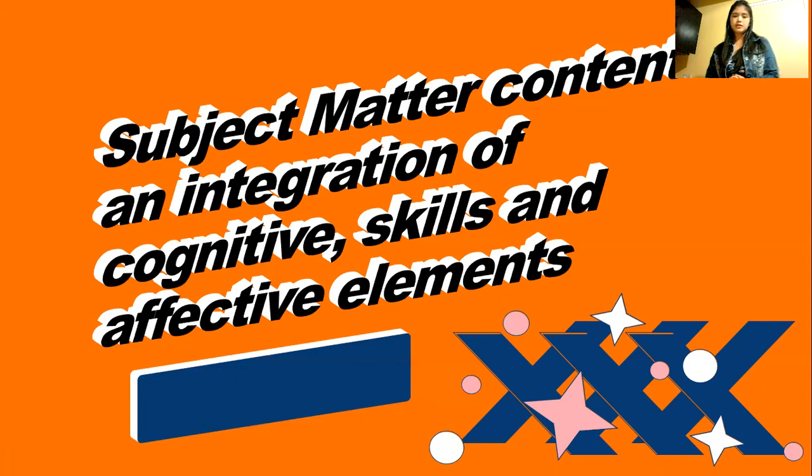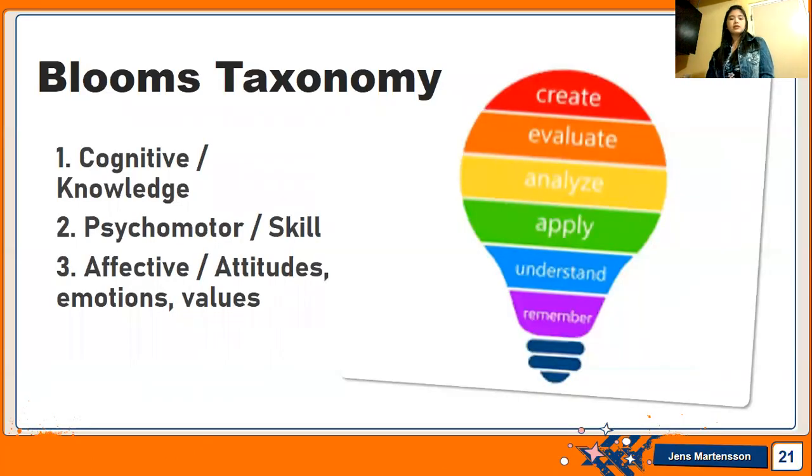So, the next topic is subject matter. Content is an integration of cognitive skills and affective components. So, let's proceed to Bloom's taxonomy. Number one, cognitive or knowledge. Two, psychomotor skills. Three, affective: attitudes, emotions, values.